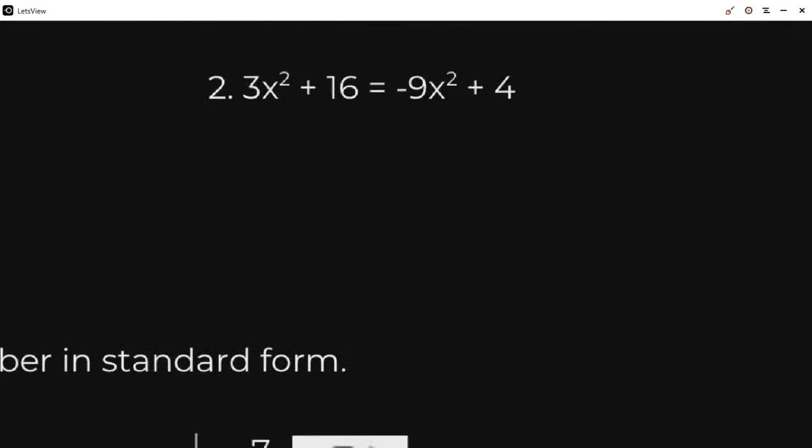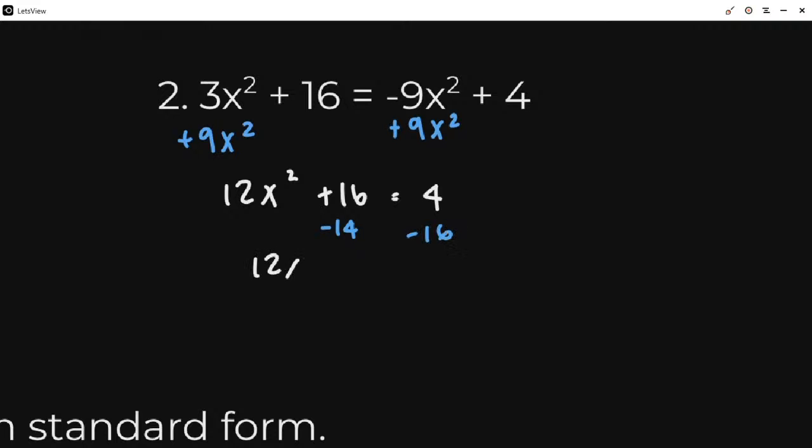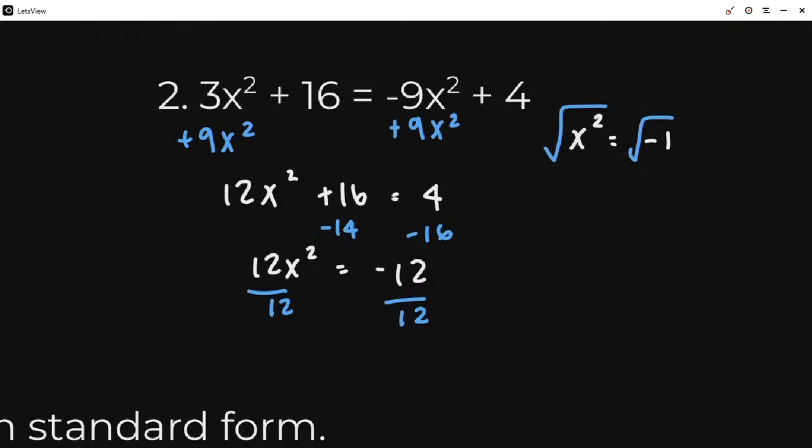Okay, here's the next one. We have 3x squared plus 16 equals 9x squared plus 4. So I'm first going to move the 9x squared over. So I get 12x squared plus 16 equals 4. And then I'm going to subtract 16. So 12x squared equals -12. Divide by 12. So then I get x squared equals -1. Then I'm going to square root both sides, so x equals plus minus i.